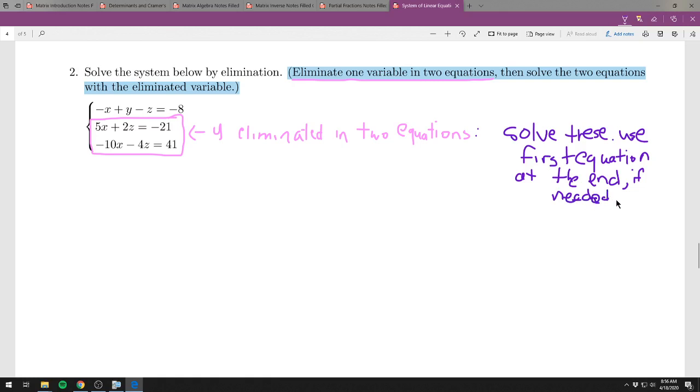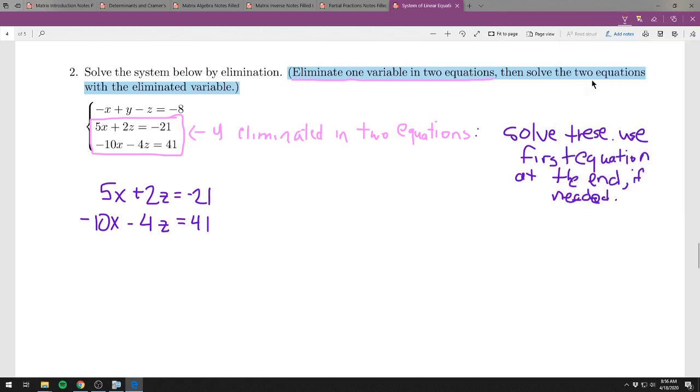All right, so what I mean by if needed is if we have one solution here, we'll get an x, y, and z value. The only way we would be able to figure out y is if we use this equation. It's the only one with y in it. But let's go ahead and separate these two. We have 5x plus 2z equals negative 21, and negative 10x minus 4z equals 41.